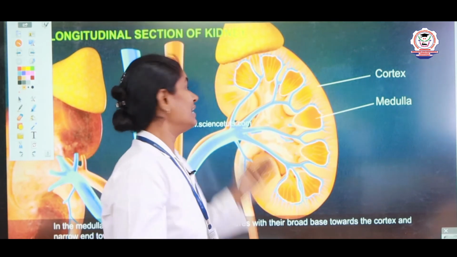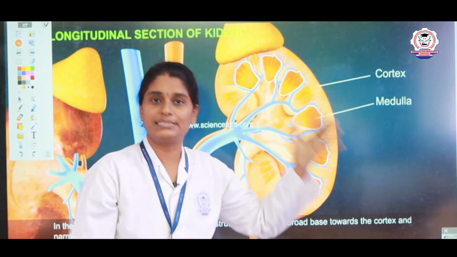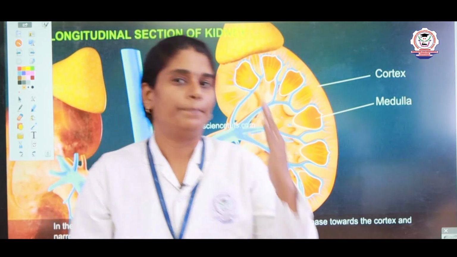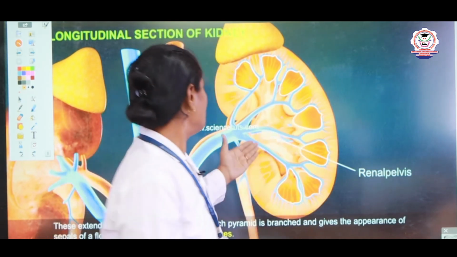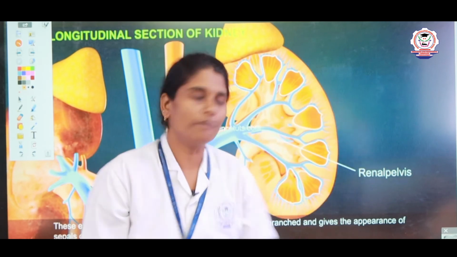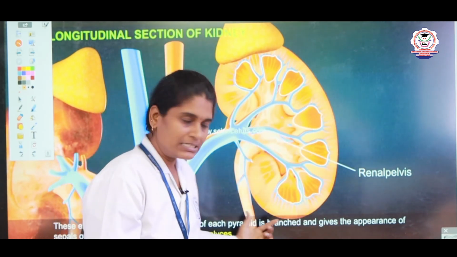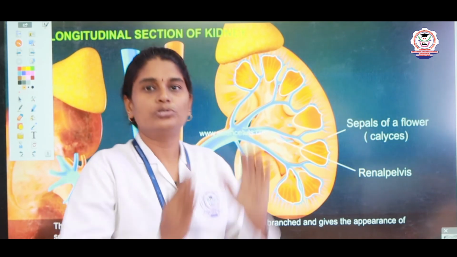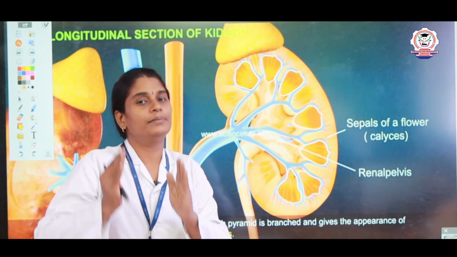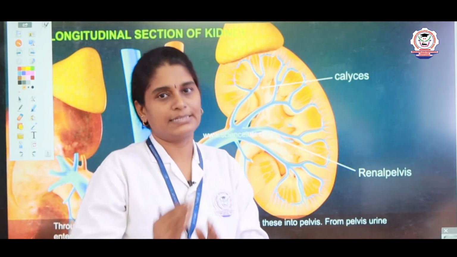So, in our human excretory system, what are the parts? The human excretory system consists of a pair of kidneys, a pair of ureters, then a urinary bladder and the urethra. These are all the parts present in the human excretory system.